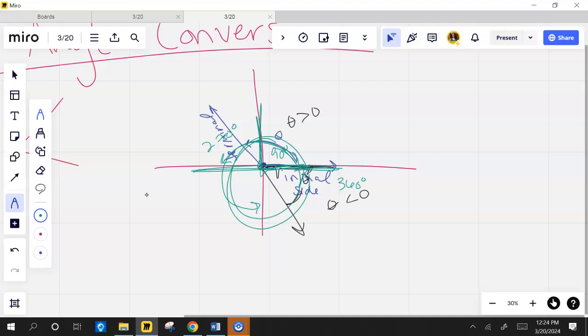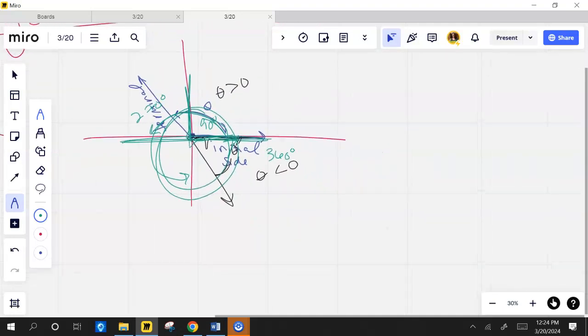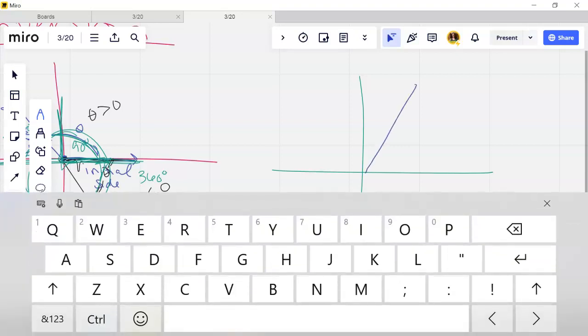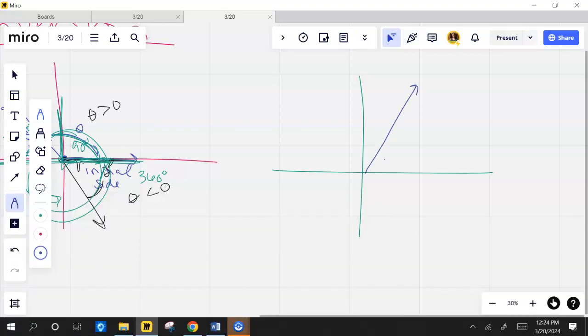All right. What if I asked you to graph, in standard position, the angle measuring roughly 60 degrees? Where would you put your terminal side? It'd be on this side. Over halfway of the 90. About right there. This is about 60 degrees. Okay?